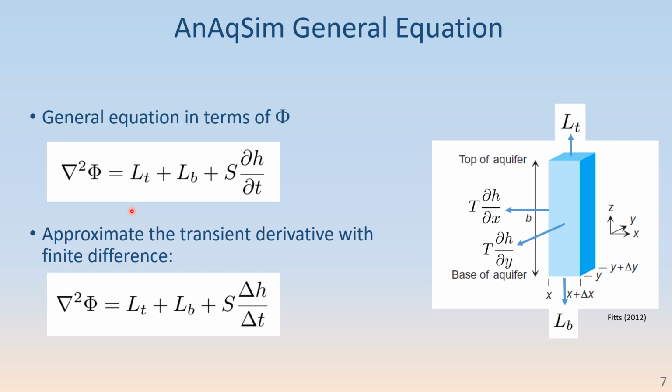And we approximate this general equation in Anaqsim, and in fact this is done in most numerical models as well, using finite difference time steps. So instead of a derivative which applies at a specific instant in time, we approximate that with a finite difference derivative here over a time interval, delta t. That's our time step length. And this is the head change that occurs over that time step length.